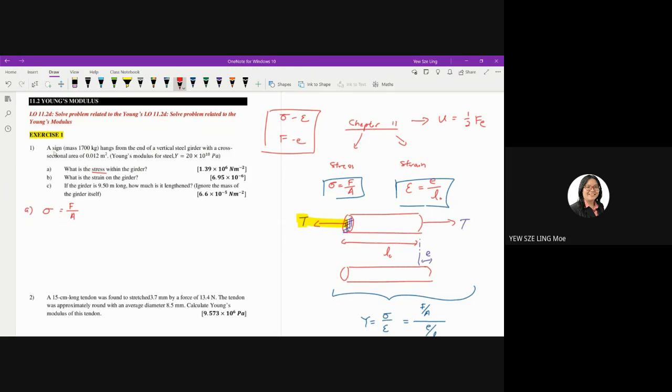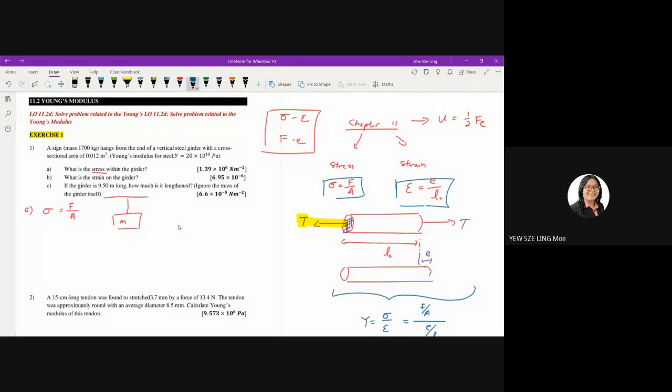So now let's see. You have a girder. Basically it's just a string-like object. So you have a string here, and then there's a sign that is being hung at the end of the string. Okay, so this is a wall, let's say this is a ceiling, and then this is a string, and then you hang a signboard here with a mass equal to 1,700 kg. So how are we going to identify the force, the force that we're going to use in our equations?